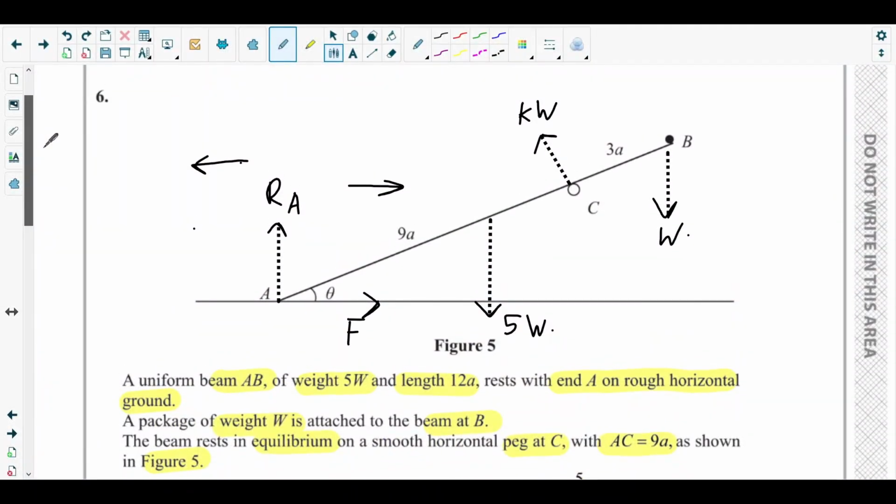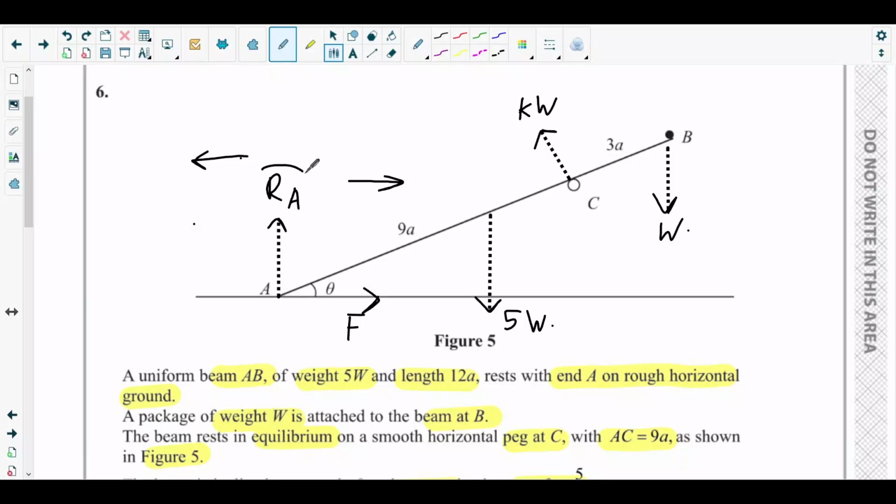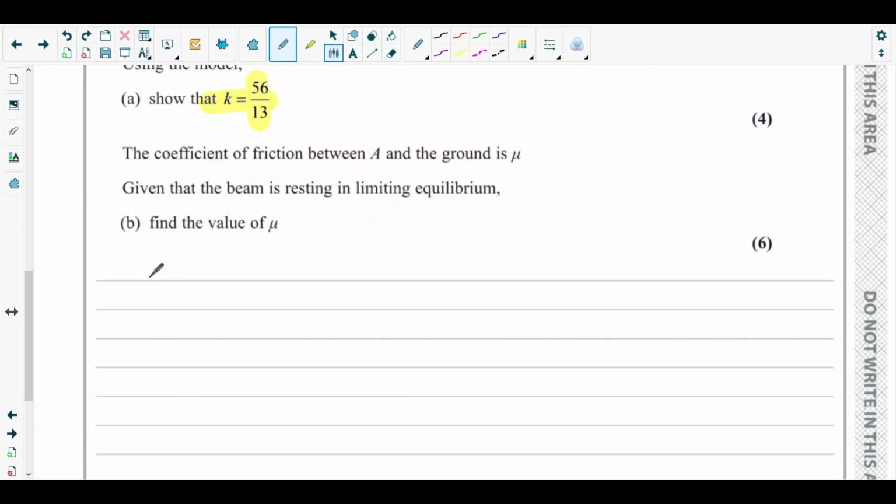Okay, now let's have a look. To find the value of K, we don't know the normal contact force at A. We don't know the magnitude of friction. So definitely we have to ignore these forces. In this case, we will consider moments about the point A. If you consider moments about point A, then the perpendicular distance of RA and of the friction will be 0, and therefore their moments can be ignored. So let's take moments about the point A.